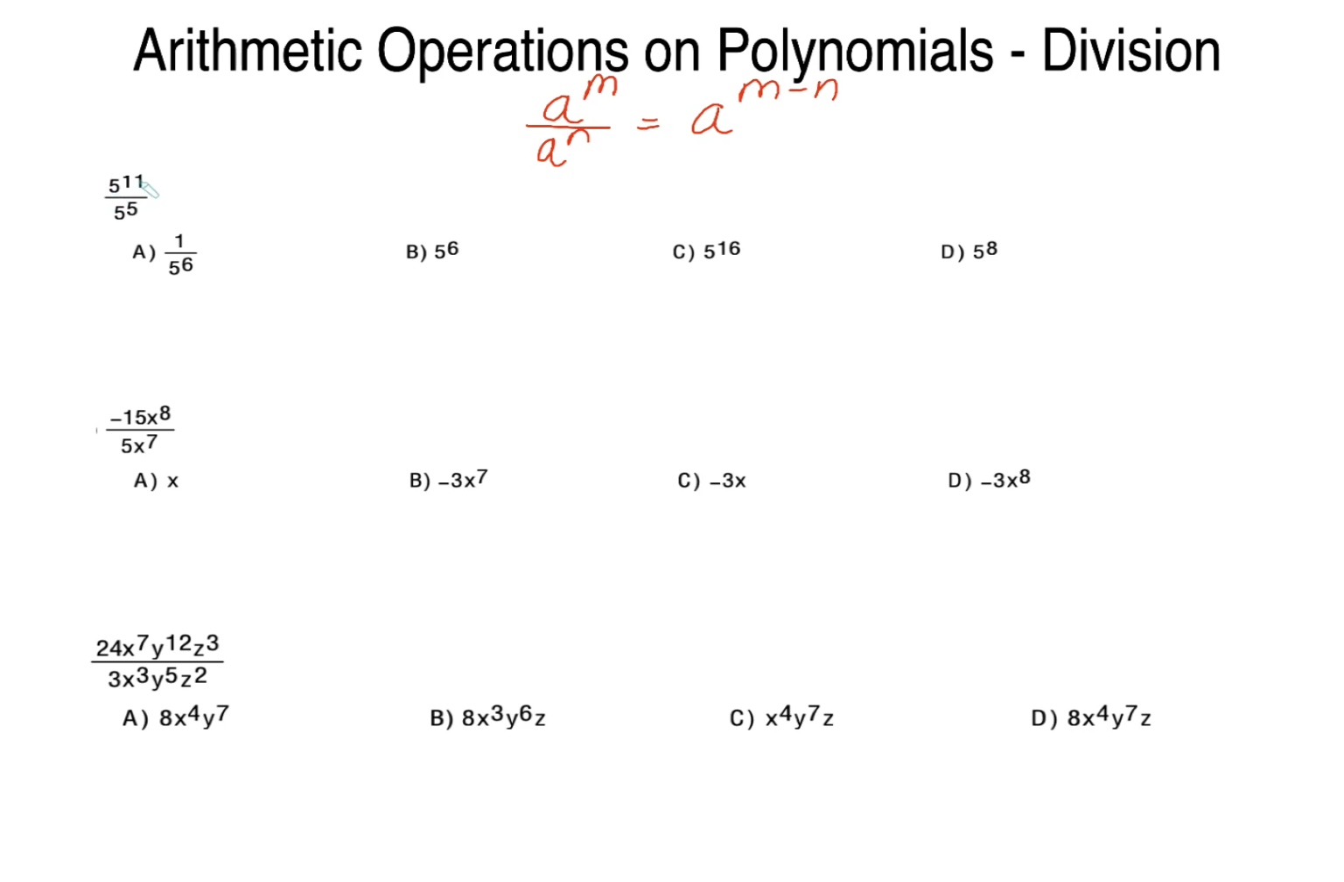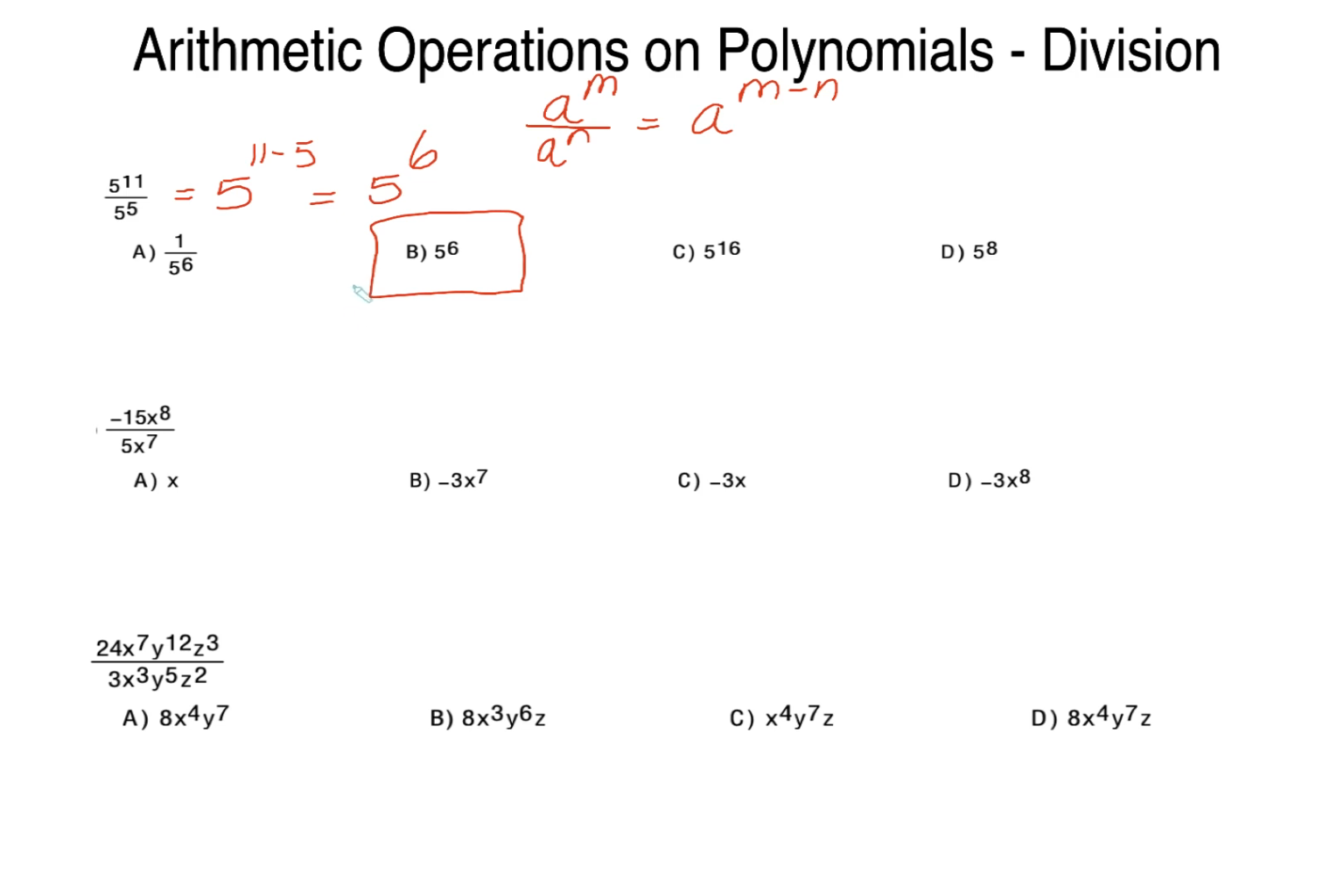So here I have 5 to the 11th divided by 5 to the 5th. So our base is the 5. We must keep that. And we're going to subtract 11 take away 5. So our answer is 5 raised to the 6th power. Our answer is B. Always remember, if your bases match, you keep your base and you subtract your exponent.